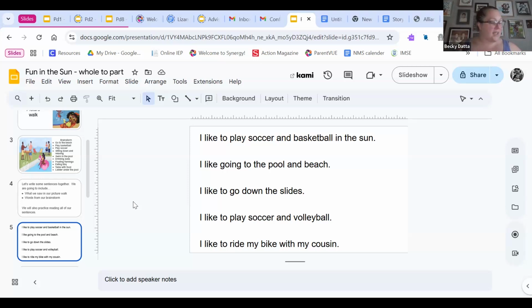And then the next class, doing the different order, which I'm kind of excited about to see if they're able to get it back in some sort of chronological order. And then in the end, they're going to be writing a paragraph themselves about what they like to do in the sun. So that's how I did it so far.